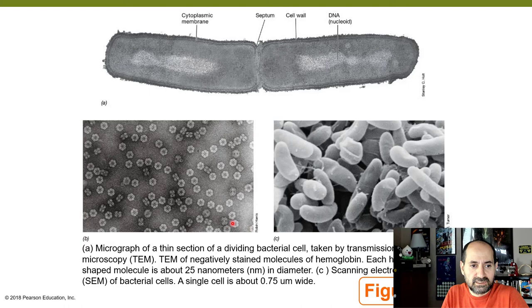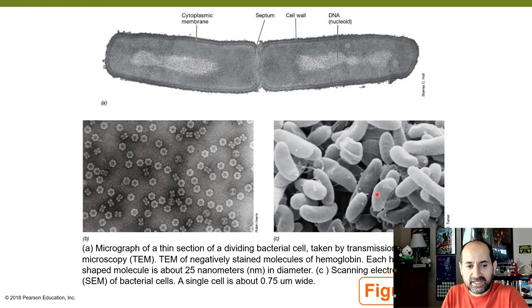It's a quaternary structure, so it's actually several proteins working in concert. But you can see the hemoglobin proteins here with the negative staining. What does that mean? The heavy metal is staining the background, and the light colors, which are not stained, are the hemoglobins.